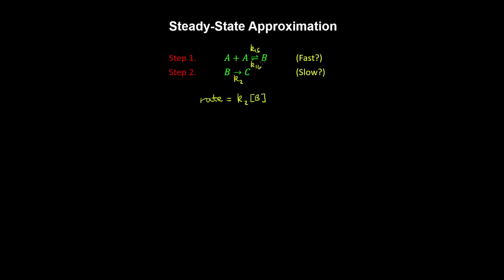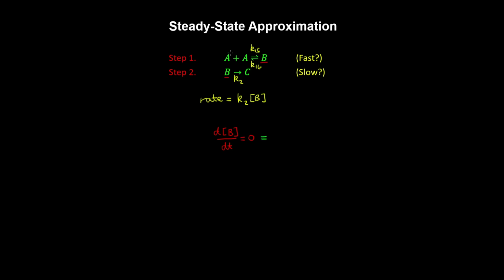And because B is an intermediate, it's being produced and consumed in the elementary steps. This is not our final rate law, which we need to write in terms of the reactants. So using the steady state approximation, where the rate of change in concentration of B with respect to time is 0, or the rate at which B is consumed is equal to the rate at which it's produced.